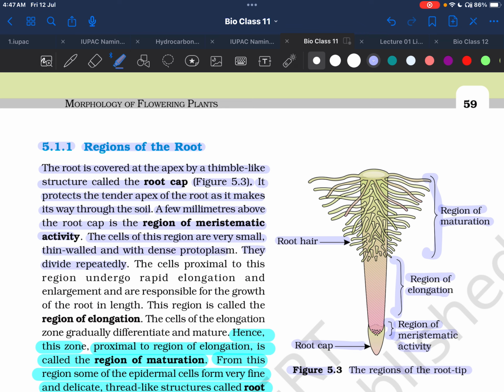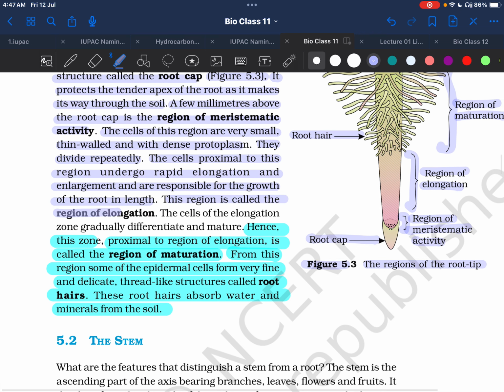They divide repeatedly. The cells proximal to this region undergo rapid elongation and enlargement and are responsible for the growth of the root in length. This region is called the region of elongation. The cells of the elongation zone gradually differentiate and mature. Hence, the zone proximal to the region of elongation is called the region of maturation. From this region, some of the epidermal cells form very fine and delicate thread-like structures called root hairs. These root hairs absorb water and minerals from the soil.